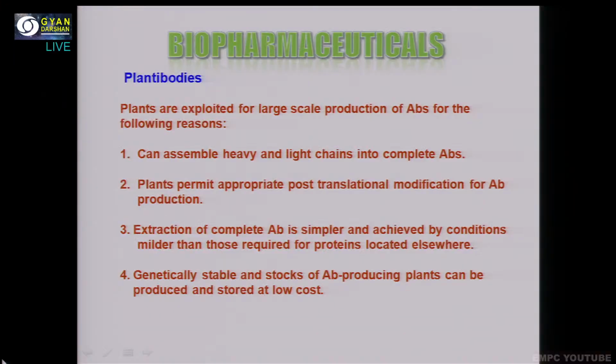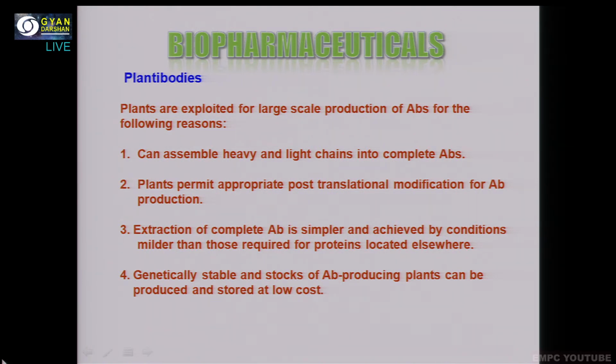Now, next point is the biopharmaceuticals. Now, this is very interesting. Certain pharmaceutically active compounds can be generated in plants. All of us know that in response to antigen, our body produces antibody to defend against or to resist that antigenic attack. Now, these antibodies can be produced in plants.